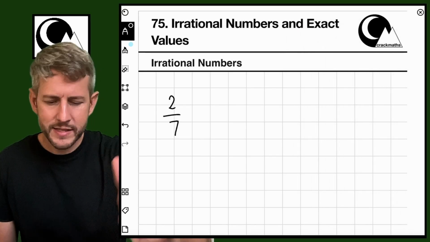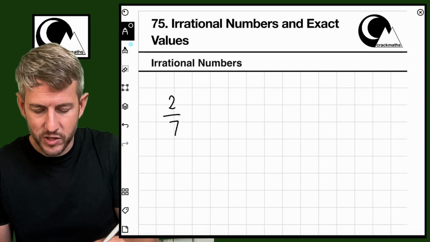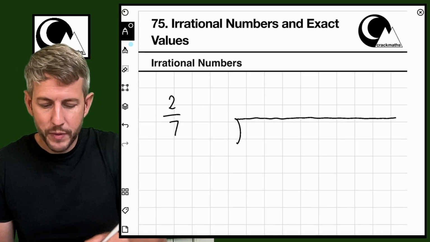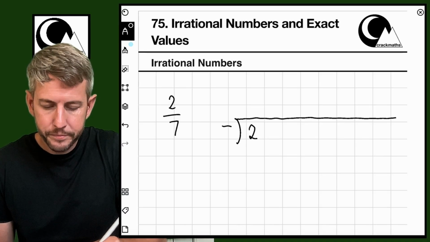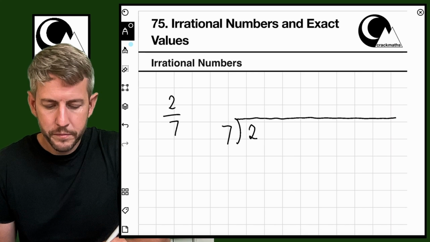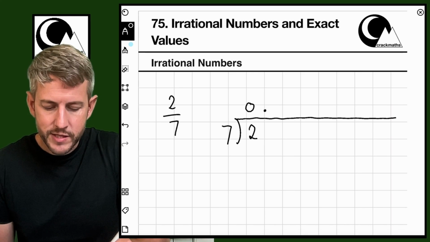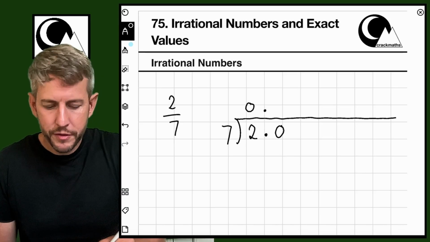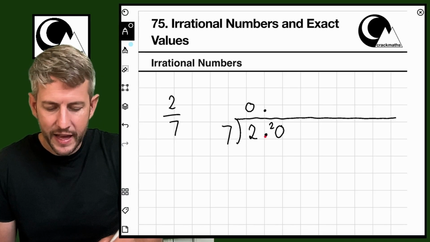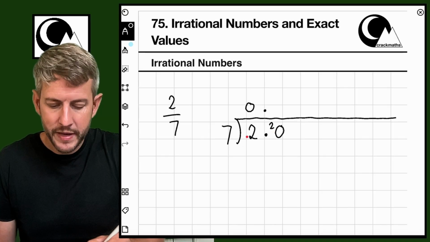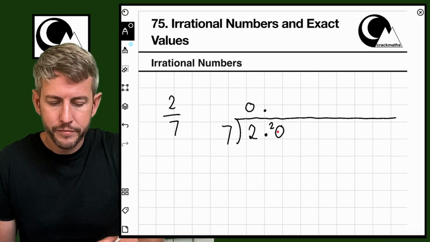So actually, let us take a quick look at this using the bus stop method. Here I've got 2 divided by 7, so that puts 2 here and 7 here. 7 into 2 doesn't go, so we put our decimal place, we put a 0 here, and then we carry the 2 because we haven't used it yet. So remember, 20 here, this is the tenths column, is like 2 in the units column.